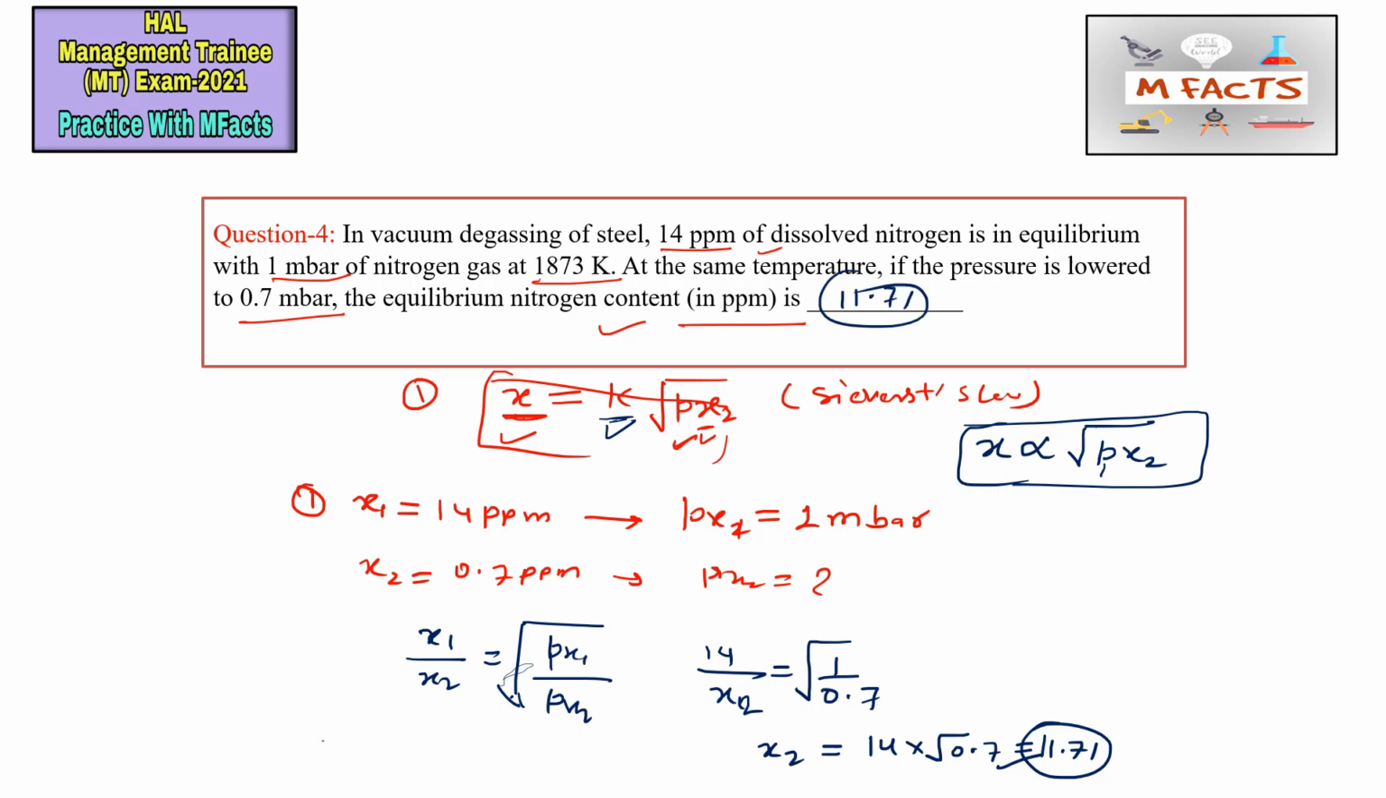So the correct answer for this question is 11.71. Simply, we can apply Sievert's law, which is applicable for dissolved gases in liquid steels. I have already explained Sievert's law in the previous videos of the RINL series, the fourth or fifth part, so you can watch that video for the details, and here we solved the numerical problem related to Sievert's law.